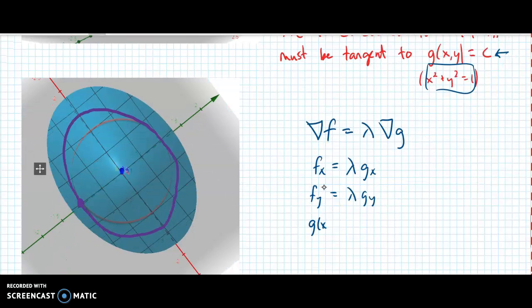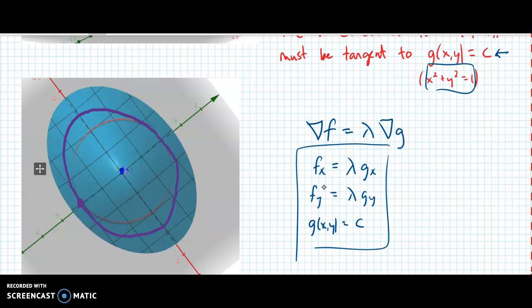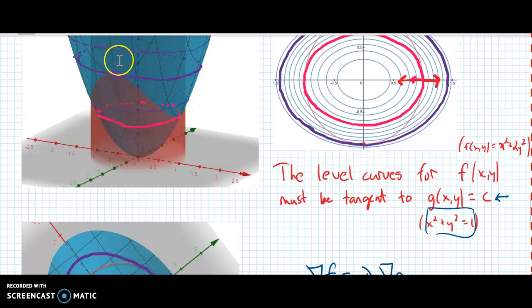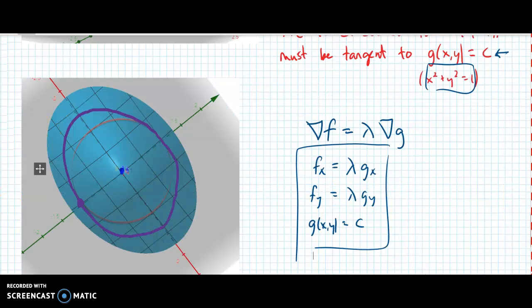So I pull in g of x comma y equals my constant. That right there becomes my system of equations that finds the spots that I'm looking for right here. And that is why Lagrange multipliers work.